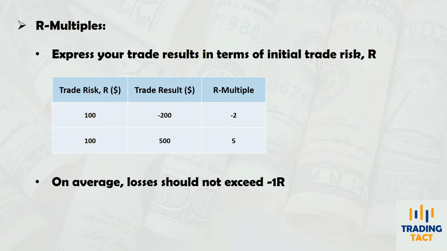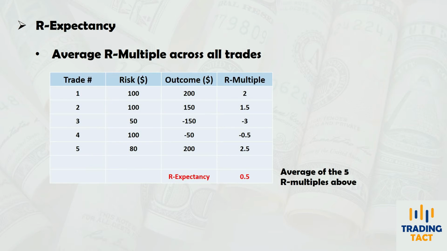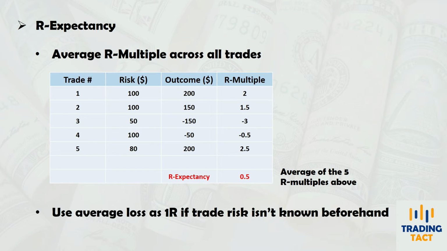With the R multiple of each trade calculated, you can then calculate your system's R expectancy. This is the average R multiple across all the trades in your backtest. Here I calculate the R expectancy of a hypothetical system with 5 trades. If you don't know your trade risk beforehand, for instance if you use an indicator-based exit, you should use your backtest's average loss as 1R.